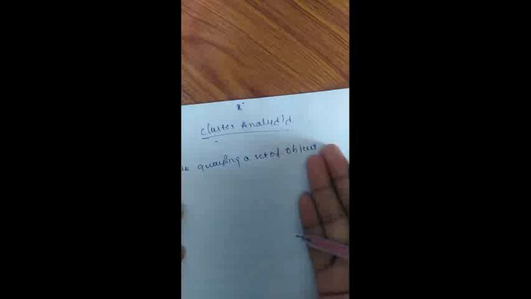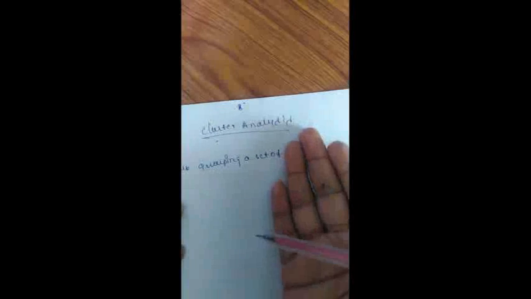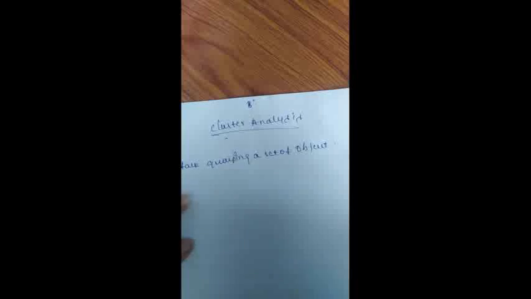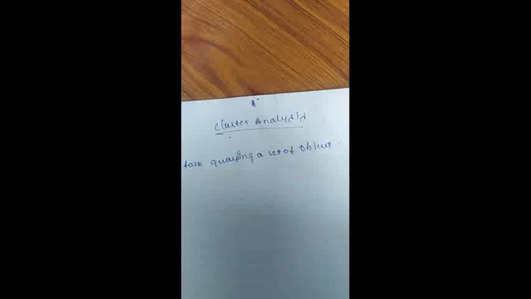Grouping a set of objects we can call a cluster. We can analyze the grouping of data or a set of objects. We can analyze the information, which we call cluster analysis. What does cluster analysis mean? We like to organize the observations, objects or things. This type of cluster we can analyze.